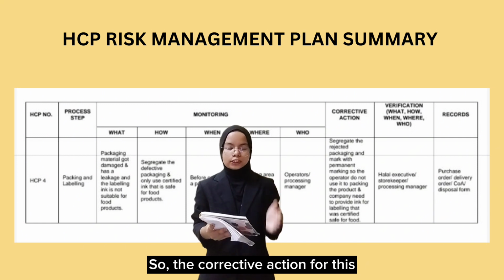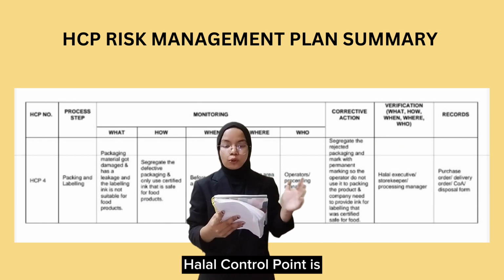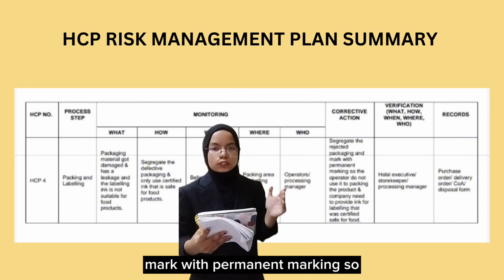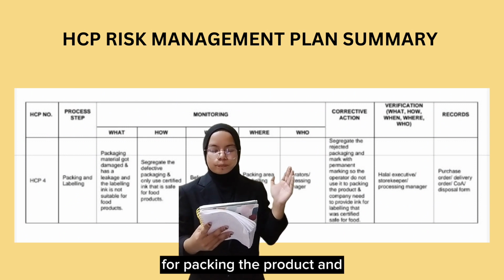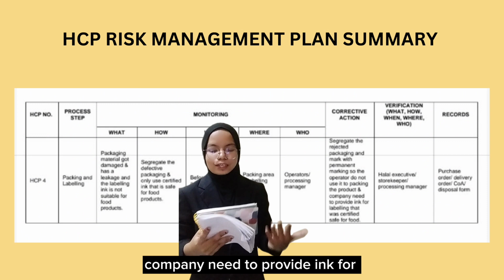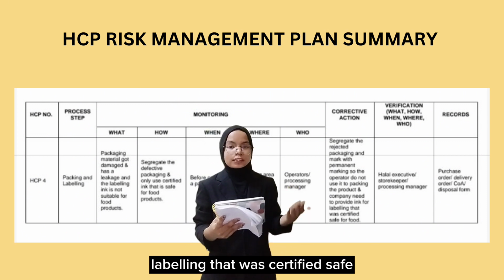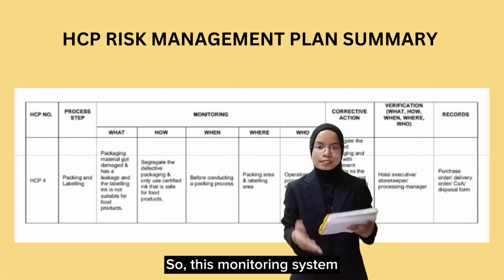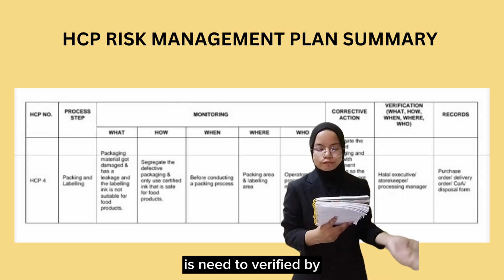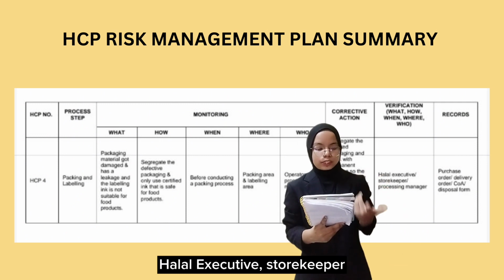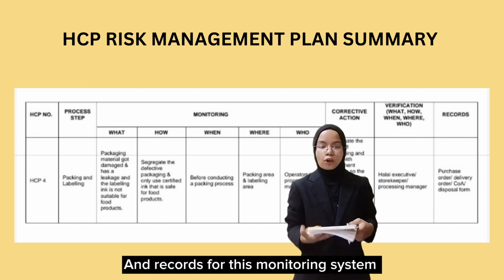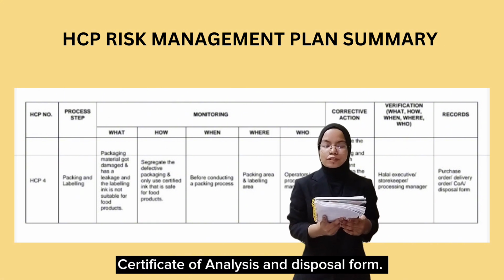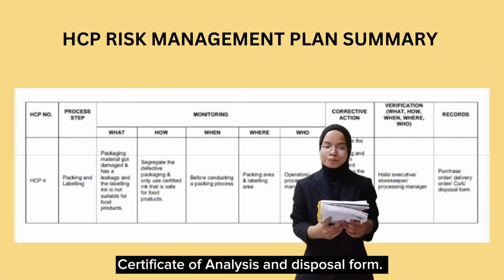The corrective action for this halal control point is to segregate the rejected packaging and mark it with permanent marking so the operator does not use it for packing the product, and the company needs to provide ink for labeling that is certified safe for food. This monitoring system needs to be verified by the halal executive, storekeeper or processing manager, and the records for this monitoring system are purchase order, delivery order, certificate of analysis and disposal form.